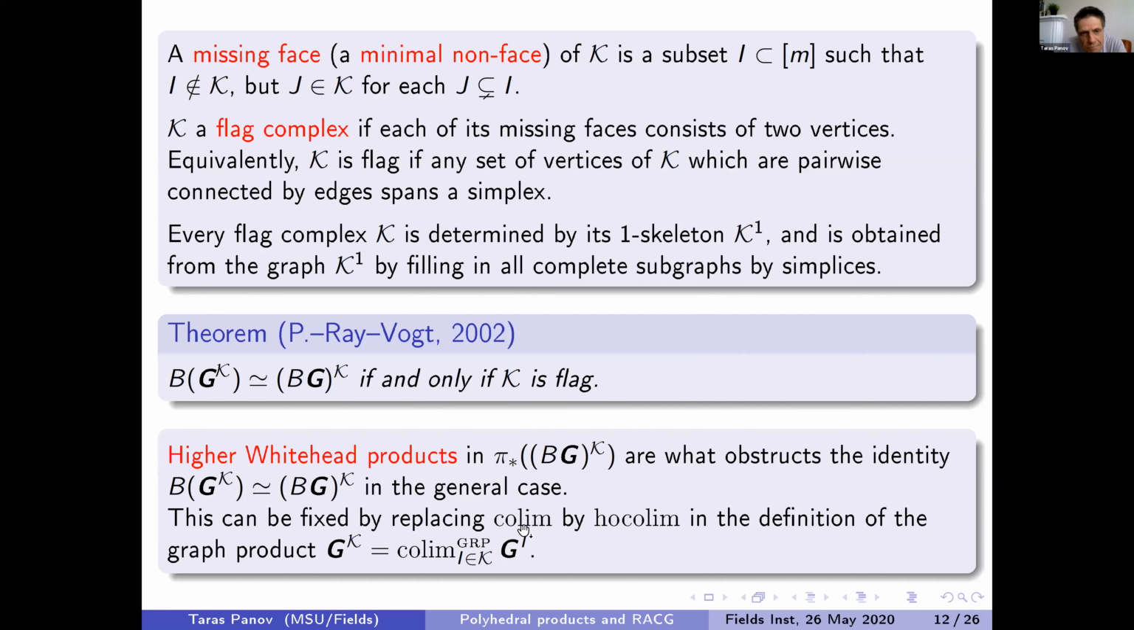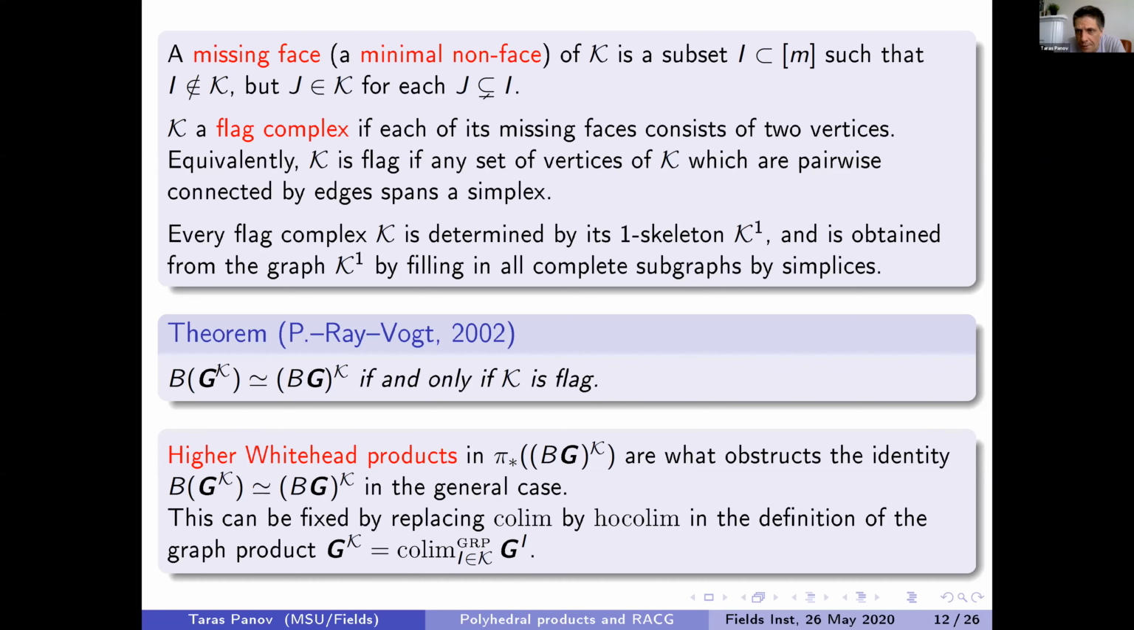Well, this can be fixed by defining the graph product using homotopy colimit rather than colimit. When you do polyhedral products, colimits and homotopy colimits agree. In the definition of the polyhedral product, you can replace colimit by homotopy colimit because the appropriate diagrams are already cofibrant, and therefore the homotopy colimit agrees with the colimit. But in groups, this is not the case. You can do homotopy colimits in the category of groups, but that's going to be a very complicated gadget. But this is what actually replaces the graph product if you want this to be true in general.